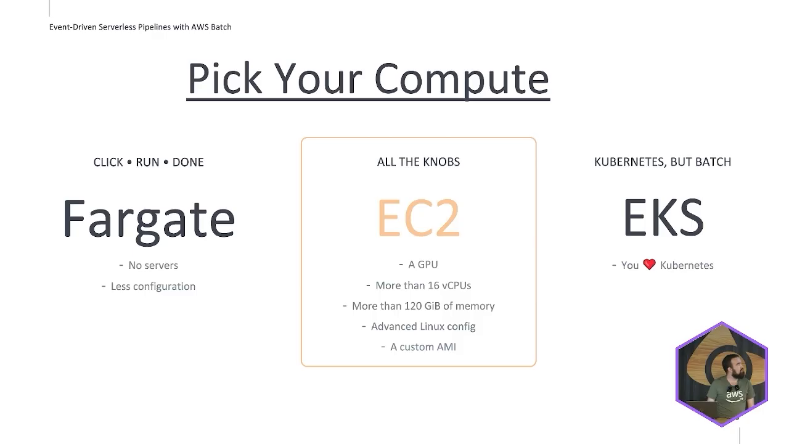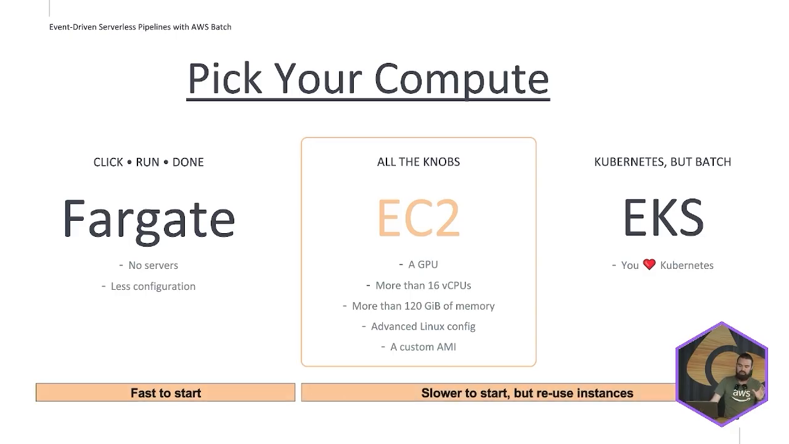But then the other 2 options. Firstly, Fargate is the click, run, done service. There's no servers to manage. It's less configuration. But if you think back to our problem, one of the prerequisites is we need a GPU. So that leaves us with EC2. If you choose EC2 as your processing instance, you will get a GPU if you want it. You can get more than 16 vCPUs, a lot of memory, advanced Linux configuration, as well as a custom AMI. If you don't know all the details, it's not important, but just know it's very configurable and you have a lot of knobs to turn.